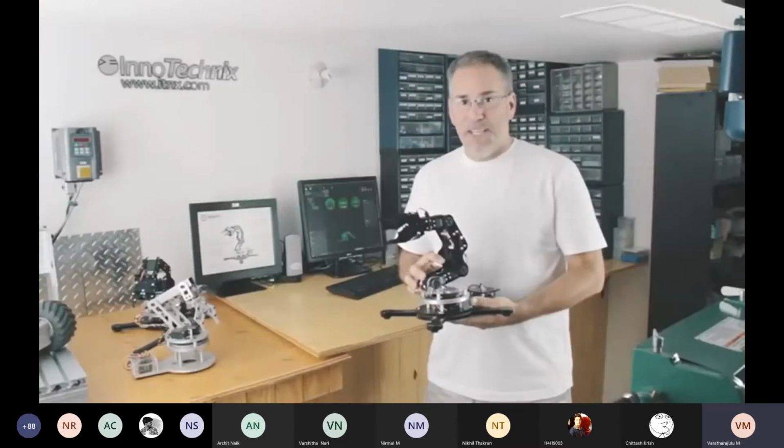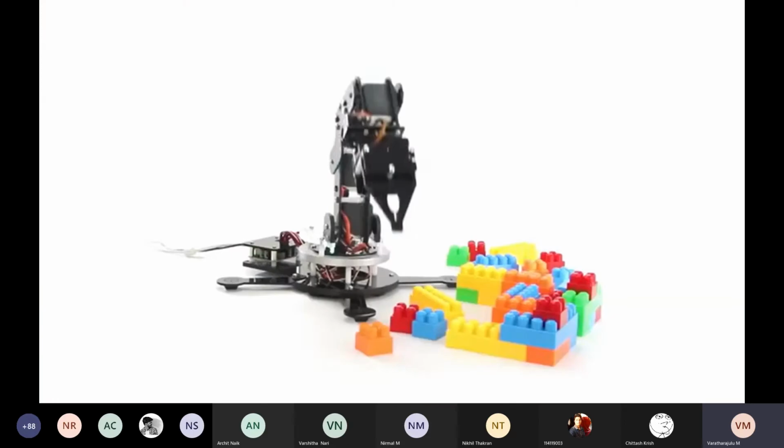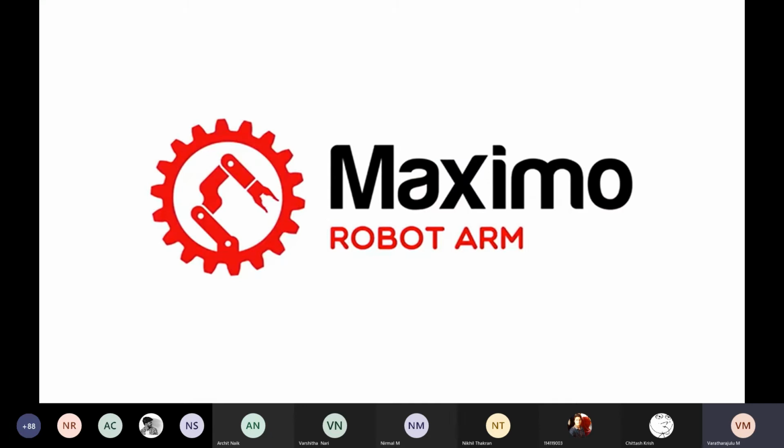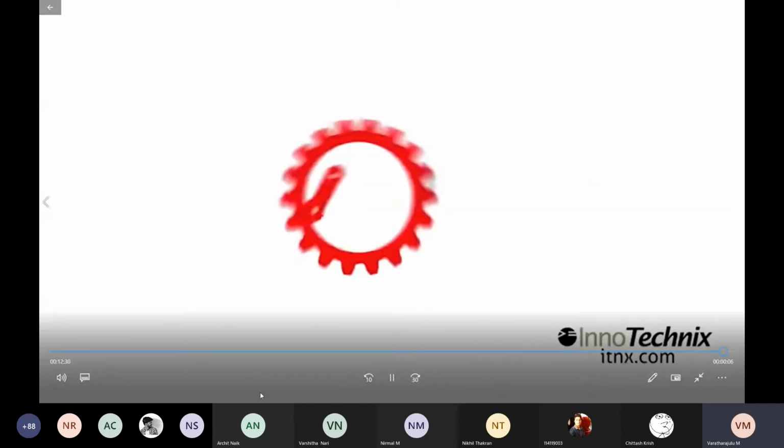My goal was to create a robot available to everyone. Help us make Maximo a reality and discover robotics with us. Maximo, the robot arm, by InnoTechnics.